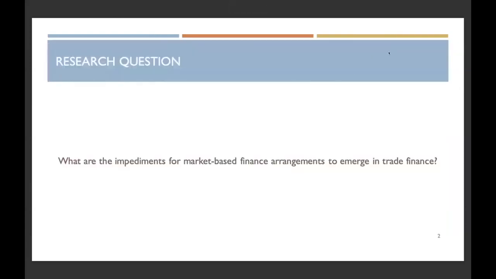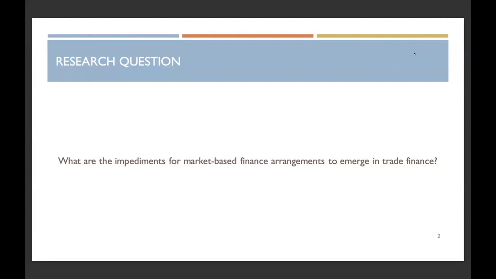So the research question that I am asking in my PhD proposal is, what are the impediments for market-based finance arrangements to emerge in trade finance? And you're going to say, geez, what is trade finance, and how do you define market-based finance arrangements?